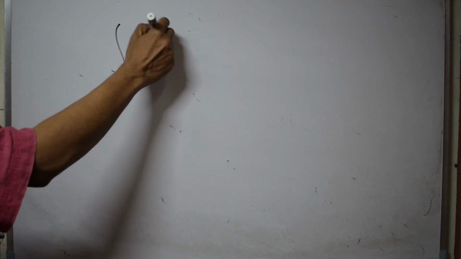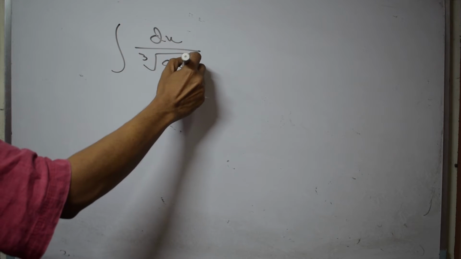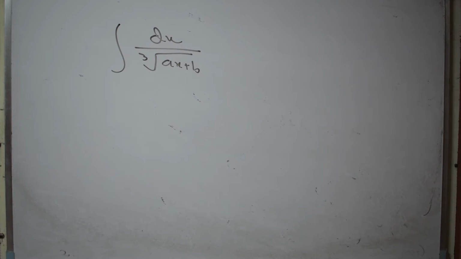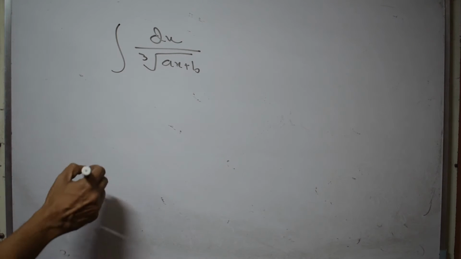Now let us take another example like this: dx by cube root of ax plus b. In this case, what is happening? We cannot directly integrate because this is actually ax plus b to the power 1/3. Ax plus b to the power 1/3. That is actually integration of a function, but with an inside part.